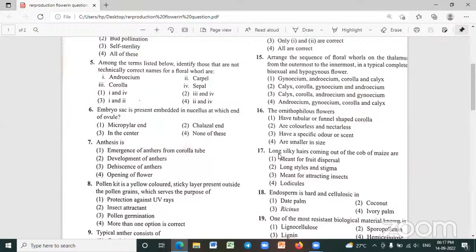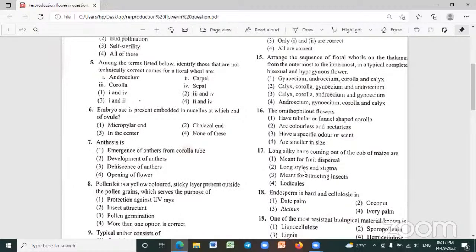Okay, 17th one, long silky hairs. Let's imagine long silky hairs coming out of the cob of maize. Think about the plant. When you are consuming the maize, when you are taking the seeds or fruits, the outermost covering is there; when we remove it, inside there is a small hair-like structure present. What is that one? See here, is it meant for fruit dispersal? No. Okay, the entire maize is called a fruit.